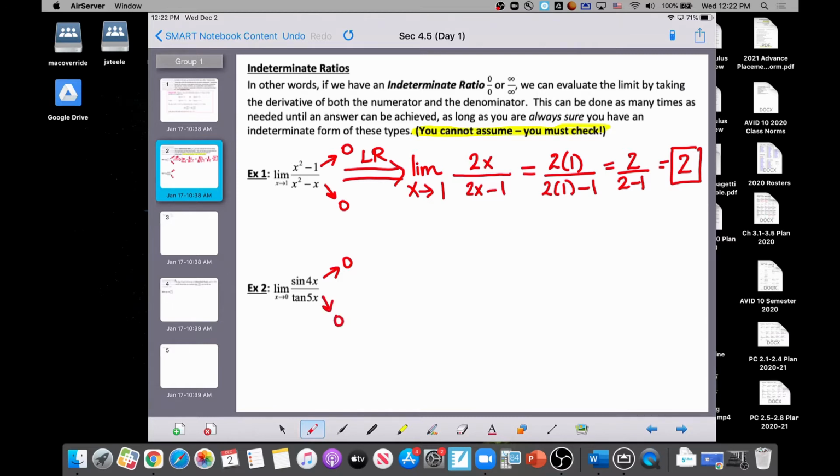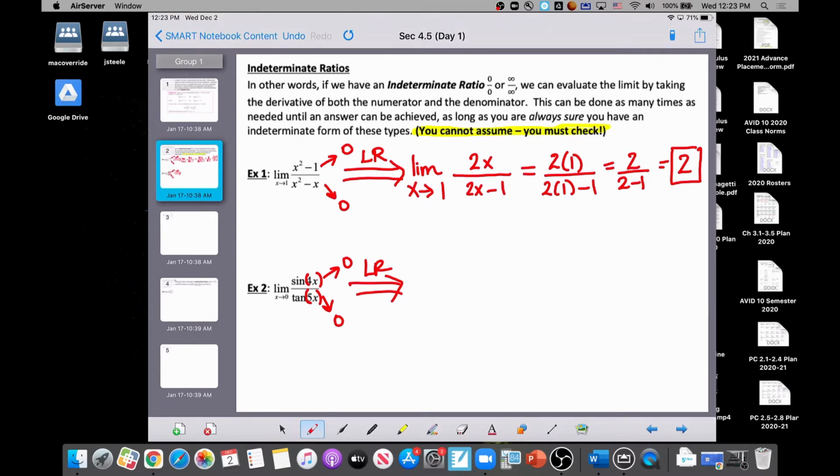So my denominator goes to 0 as well. So I am going to apply L'Hopital's rule. Now this is going to require us to use chain rule because inside of our sine function we have 4x and inside of our tangent function we have 5x. So keep in mind that when we use L'Hopital's rule to differentiate, we have to differentiate the outer function at the inner times the derivative of the inner, which is the definition of chain rule.